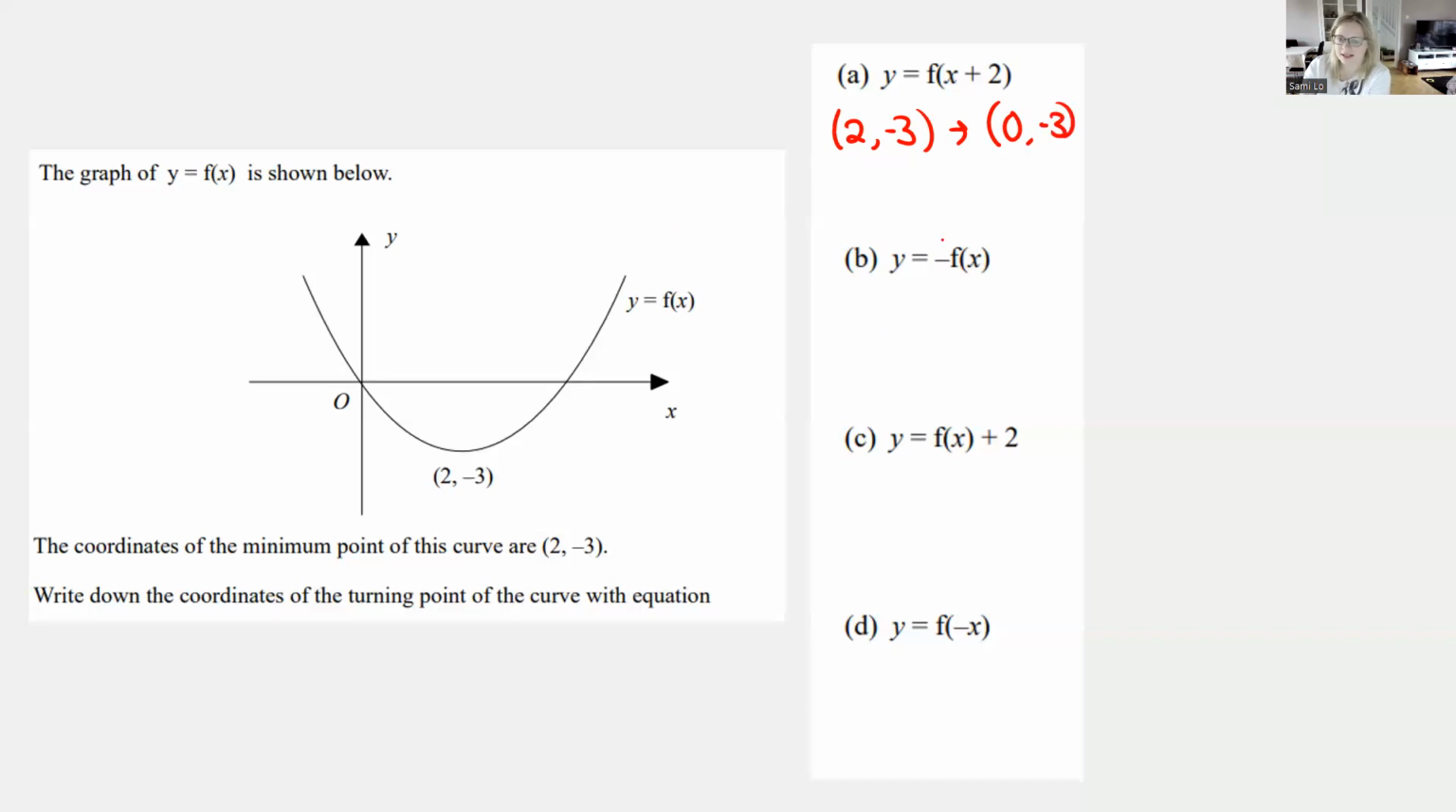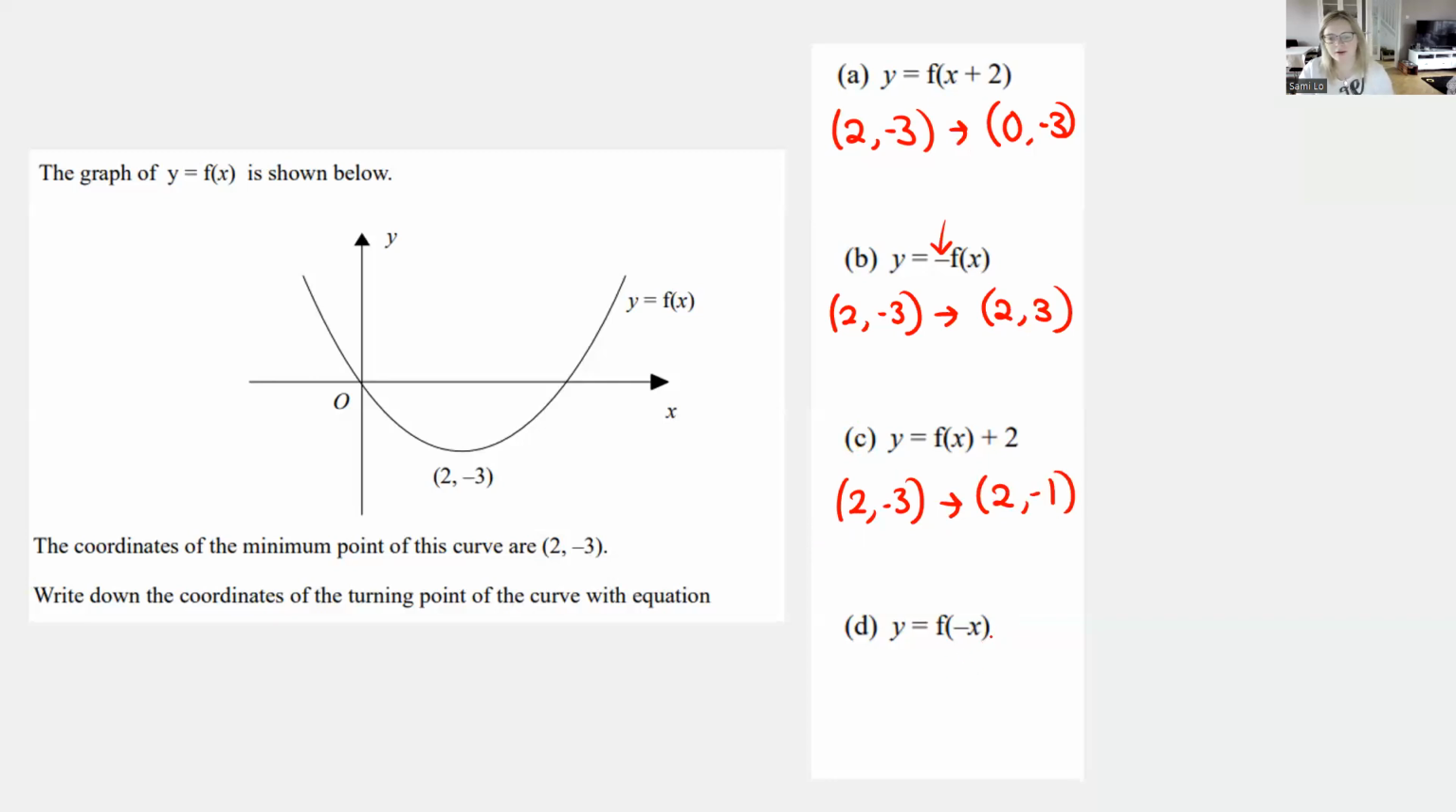Next one, it's outside the brackets, so we know we're flipping our y. So we're currently at 2 minus 3, and that's now going to go down to x stays the same, y becomes positive. C, remember, think of your c-intercept is shifting up at this point. So we're going up by 2. So if we're at 2 minus 3, this is then jumping to 2 minus 1.